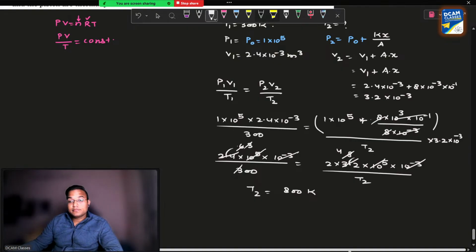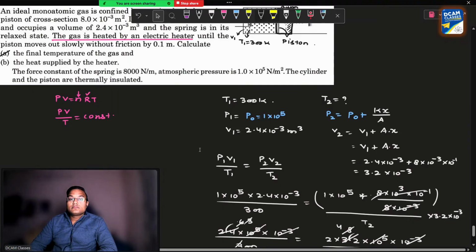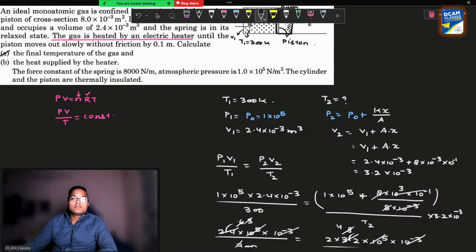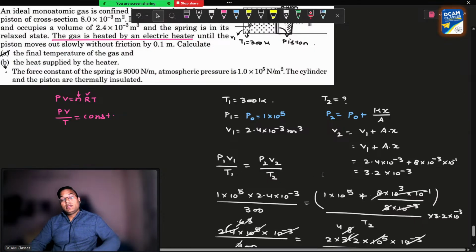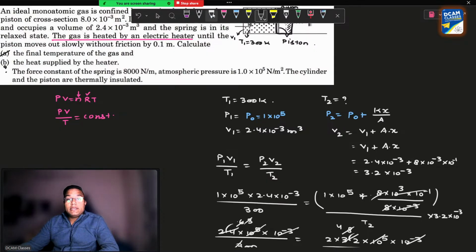800 Kelvin. I'm getting 800 Kelvin temperature. Don't attempt the second part. Later I'll tell you, because at this stage it will become difficult. Even you have to apply dQ is equal to dU plus dW, but applying that will become difficult, because dU will be nCv delta T, and dW will be p1 delta V plus half kx square.